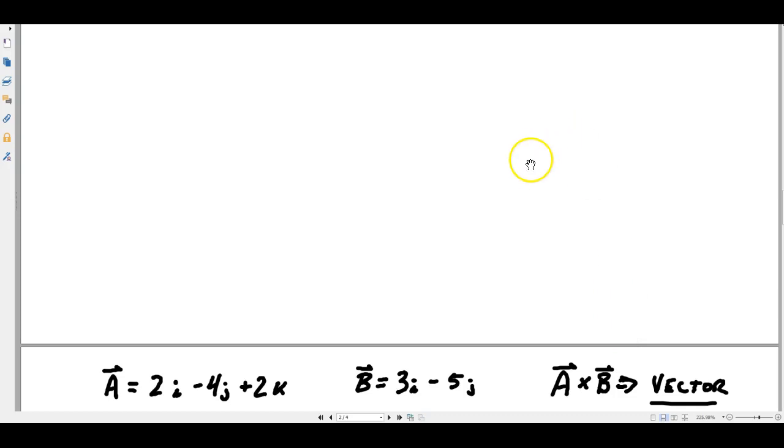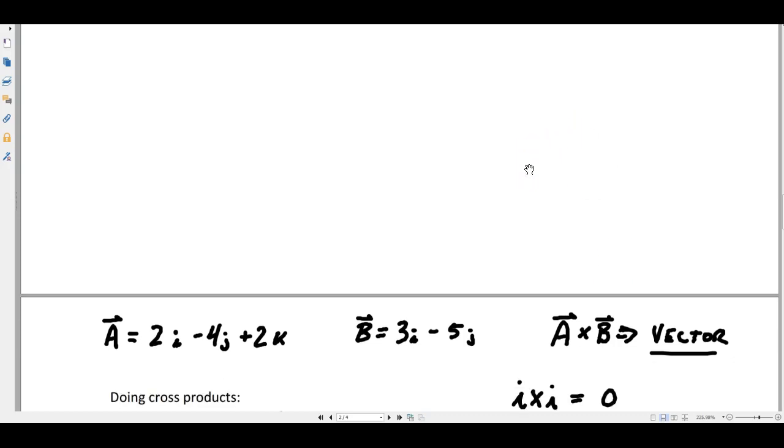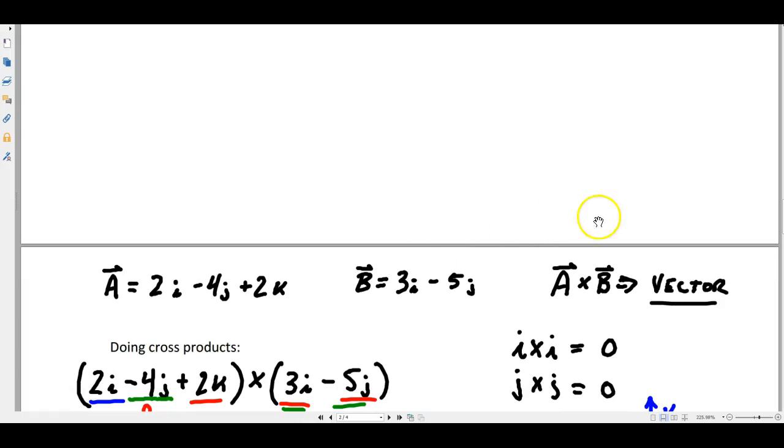So how do we actually practically do it? Well, what you can do is set it up like a multiplication. It is similar to a multiplication, and you can use what you may have heard of called the FOIL method, from when you did multiplication in algebra: first, outer, inner, last. So what we do here is multiply first the 2i times the 3i.